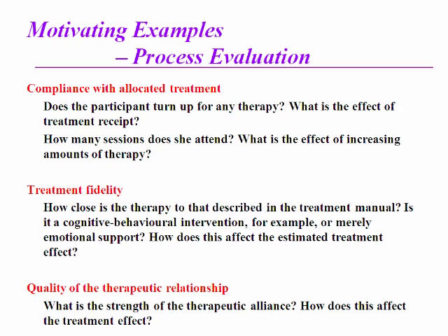So, motivating examples. Compliance with allocated treatment. Does the participant turn up for any therapy? What is the effect of treatment receipt? How many sessions does she attend? What's the effect of increasing amount of therapy? So a standard analysis of a randomised trial is what's called intention to treat, and you're actually looking at the causal effect of actually offering the treatment. Nothing to do with whether they get it. What we're interested in here is what's the effect of actually getting the treatment as planned.